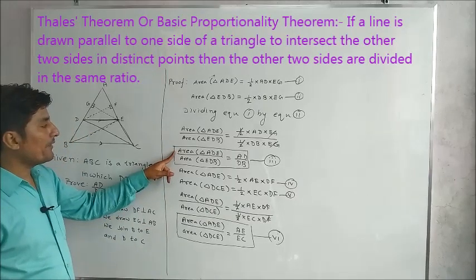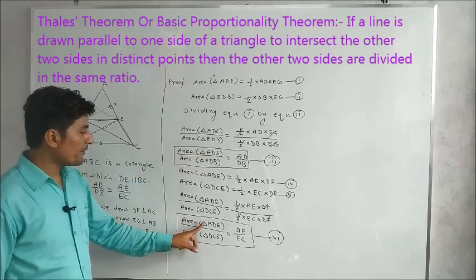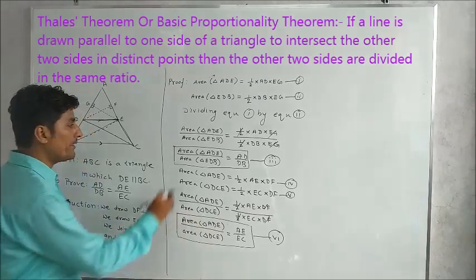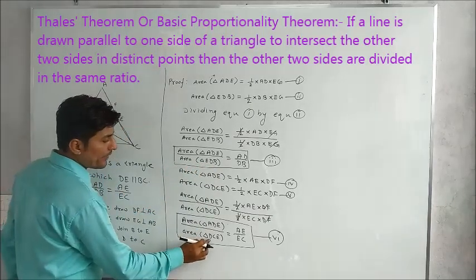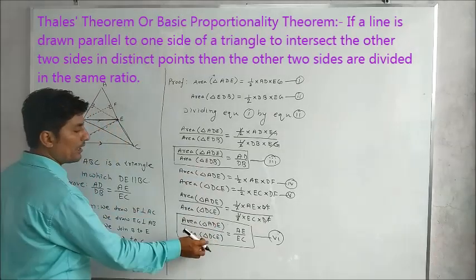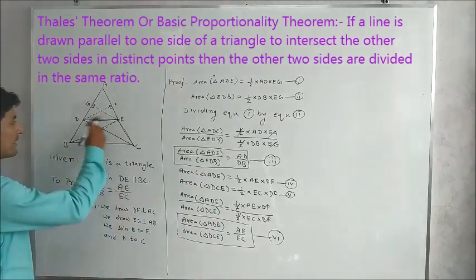In the numerator, we have area of triangle ADE, area of triangle ADE. Both are equal. But here, area of triangle EDB, and here, area of triangle DCE. Both are not equal. So let us see this figure.